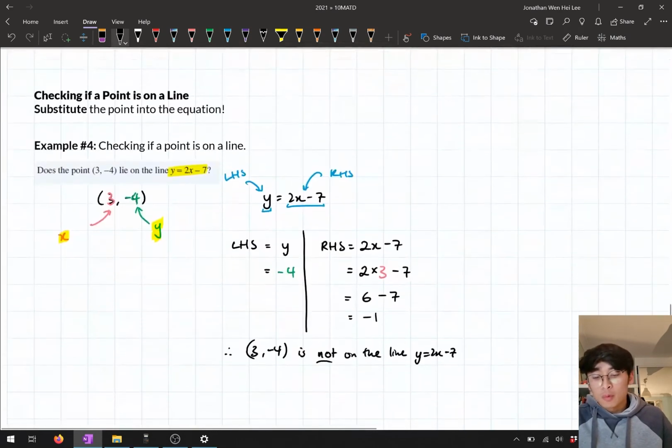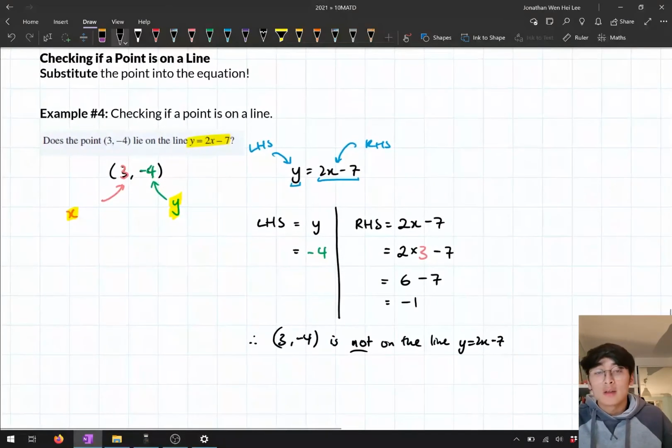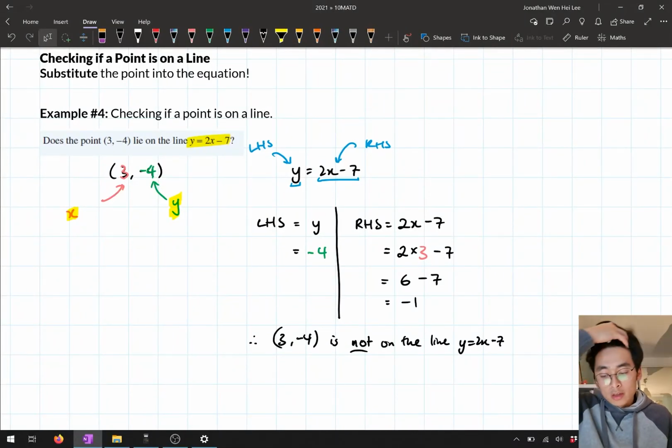And the final thing that we did was we checked if a point was on a line. The way that we did this was we substituted the x and the y coordinates into our line and checked whether or not the two sides matched up. So that's it for today's lesson.